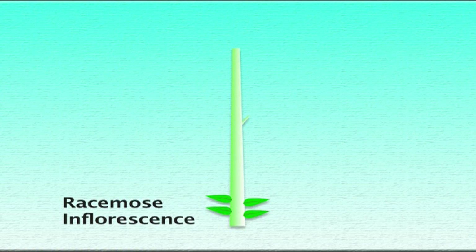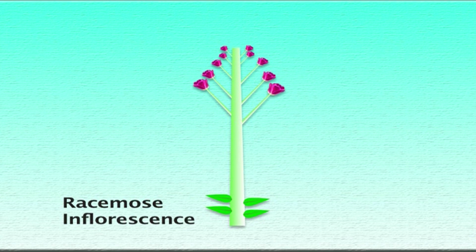In this type of inflorescence, the peduncle or the main axis continues to grow indefinitely and does not terminate into a flower. As a result of this, a large number of flowers are produced in an acropetal succession, that is from base to apex, with the oldest flower at the base and the youngest towards the growing tip.